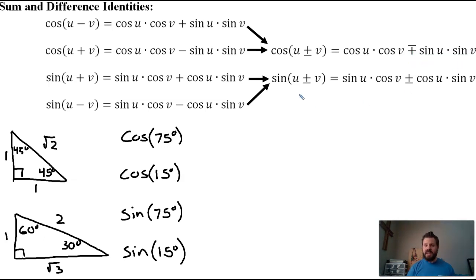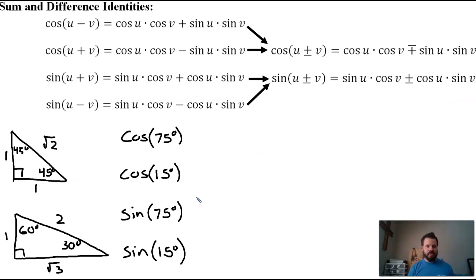Notice with the sine, it's a different pattern. Sine of u plus or minus v is equal to sine u times cosine v, plus minus again. Since these are both plus minuses, I know those signs in between are going to be the same. And then cosine u, sine v.